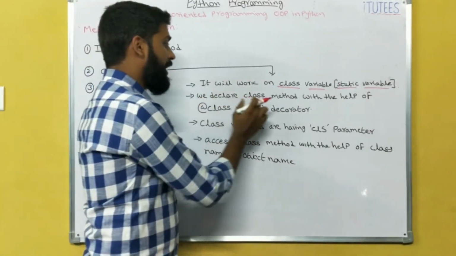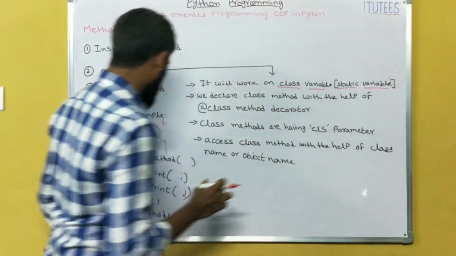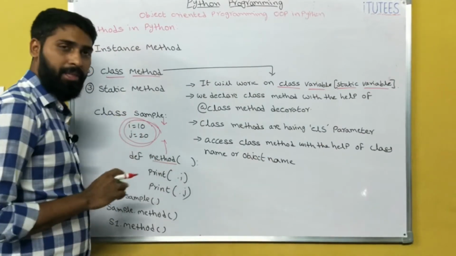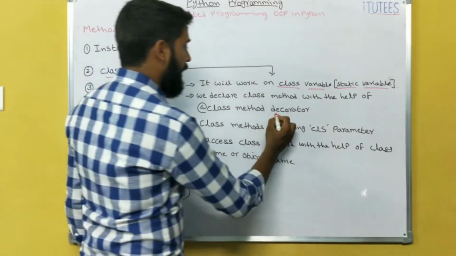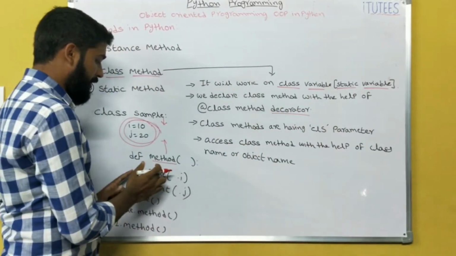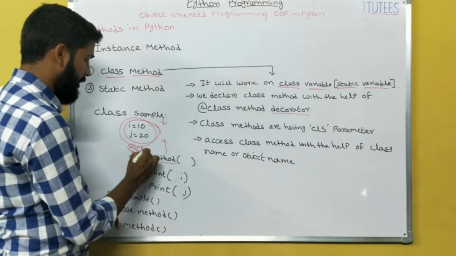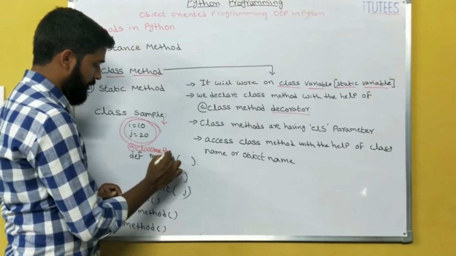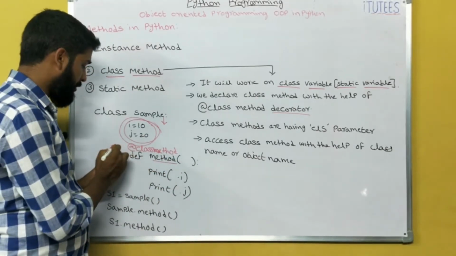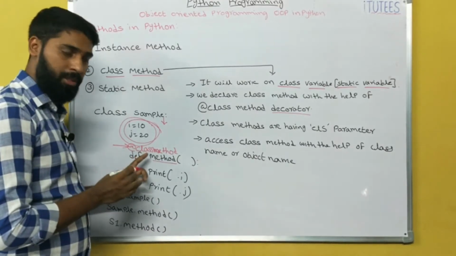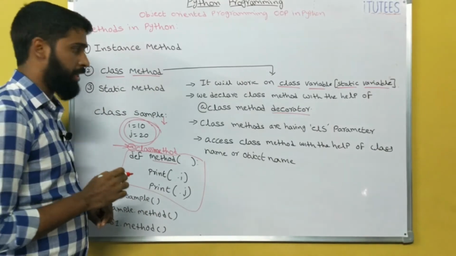We declare a class method with the help of decorators. Here there is a method named method. How can we declare this method as a class method? By using decorators. Before defining it, we use one decorator like this, @classmethod. If you use the decorator @classmethod before the method definition, then this method is a class method.